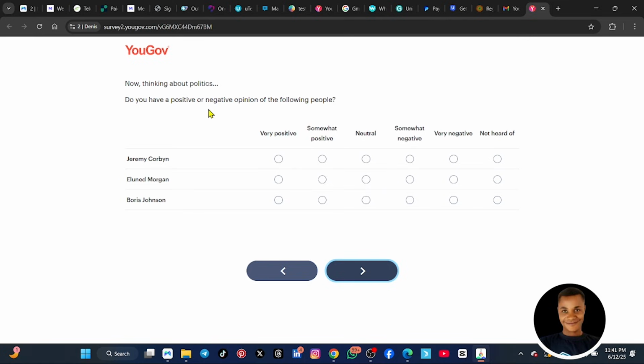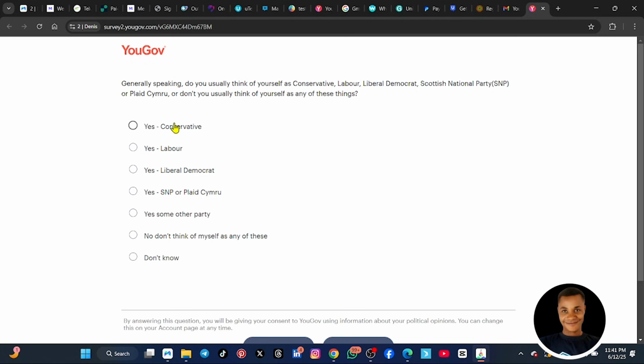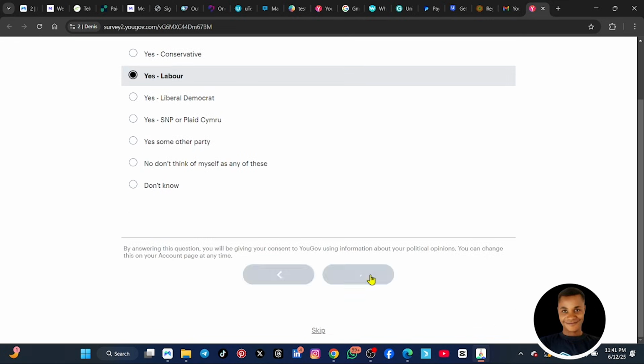Right? Do you have a positive or negative opinion about these people? Positive, positive, positive. I like them. All right. So generally speaking, do you usually think of yourself as a conservative, labor? I usually choose labor. I don't know why, but I usually choose labor. So I'll choose labor and then I'll click on next.